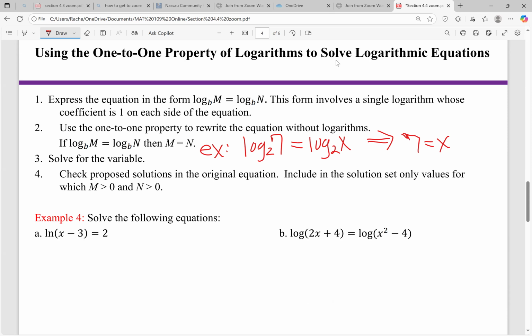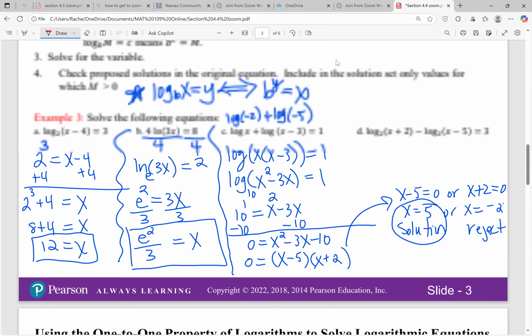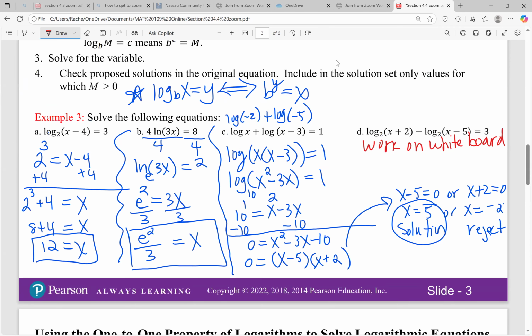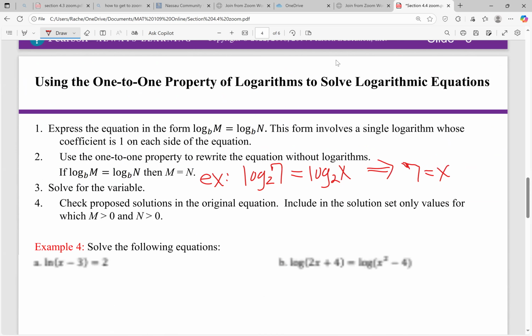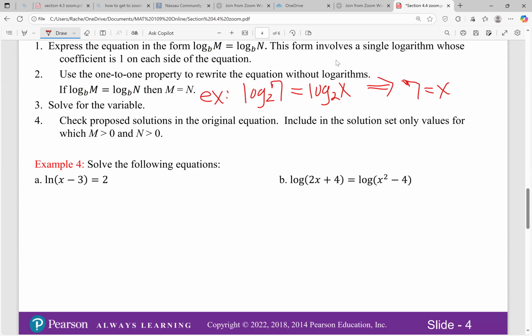So how do I know when to use that property or when to use the previous properties that we were using, right? Where we take the log of both sides, or if I combine log statements, right? So it's like, how do I know what properties I'm supposed to use? So this is the way I approach them. Like, look at example 4.